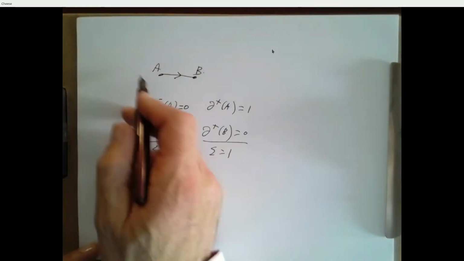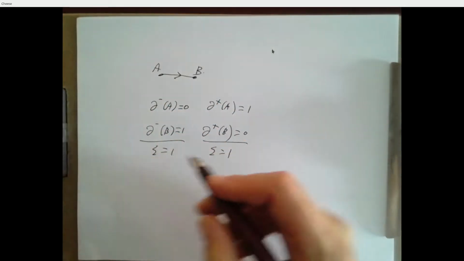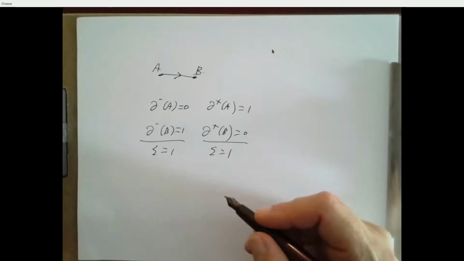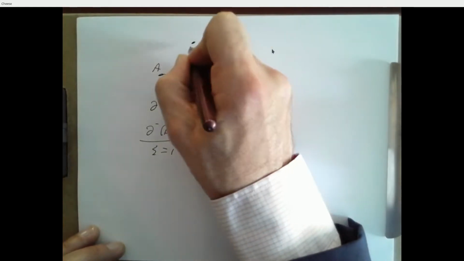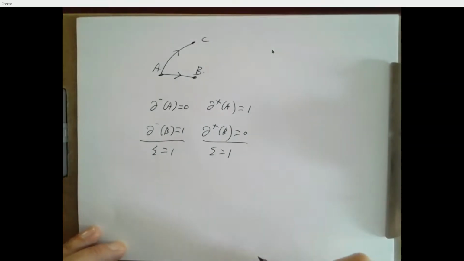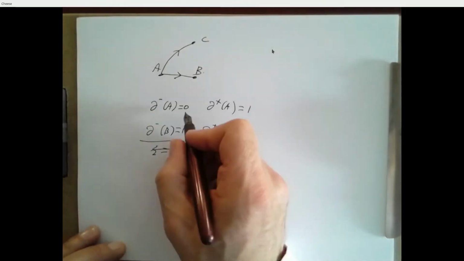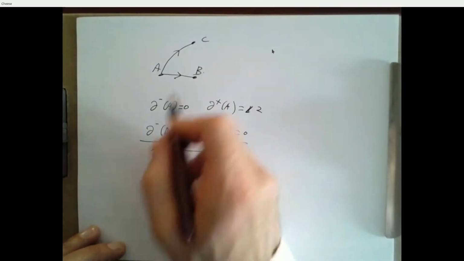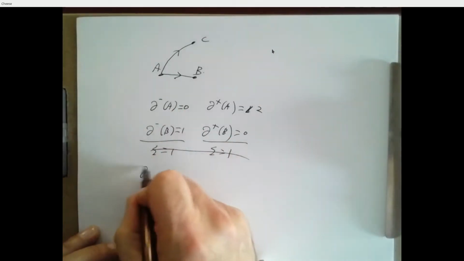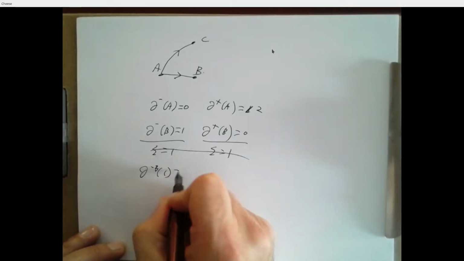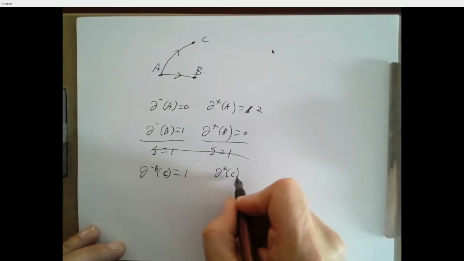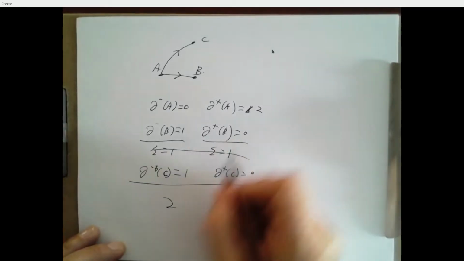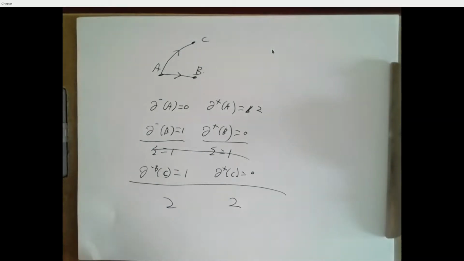I could add an edge back, and then the in degrees would be total of 2, and the out degrees would be 2, and the number of edges would be 2. Or I can add one more vertex here. Alright, so now in degree of A is 0, out degree of A is 2, in degree of B is 1, out degree is 0, in degree of C is 1, out degree of C is 0. So this adds up to 2, this adds up to 2, and we got 2 edges.